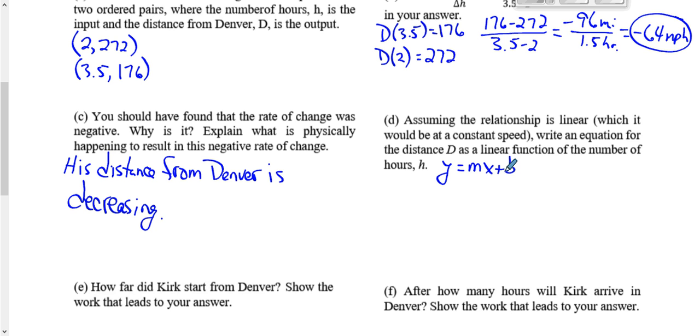From Denver, right? Okay. Well, just like the last homework, do we have an M? What is our M? And by the way, let's write this as D equals M times H. Yeah. Okay. So we have an M, which is negative 64. Do we have a sample H comma D? Yeah, we do, don't we? We got two of them, don't we? 2 comma 272, and the other one is what? Let's use the 2 comma 272.